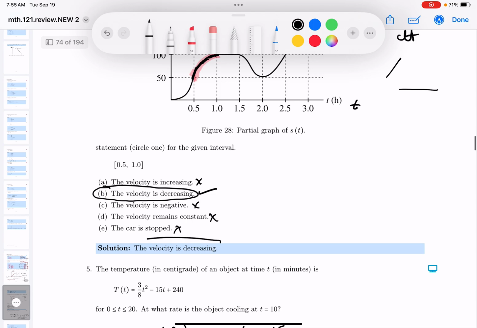Let's take a look at the key. What does it say? The velocity is decreasing. We're good to go to the next question.